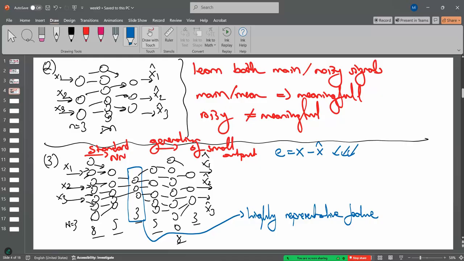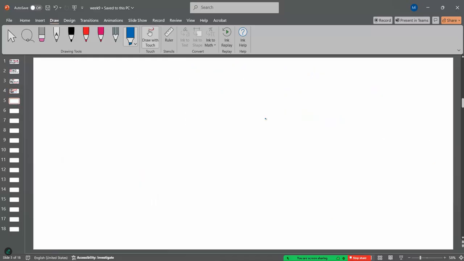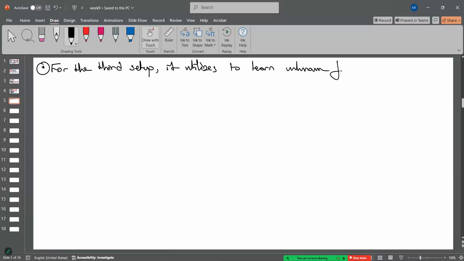Now look, in the literature, in English, for the third setup, it is utilized to learn unknown features of data. Not classification, not signal generation, not regression, but unknown features of data, identifying the data.